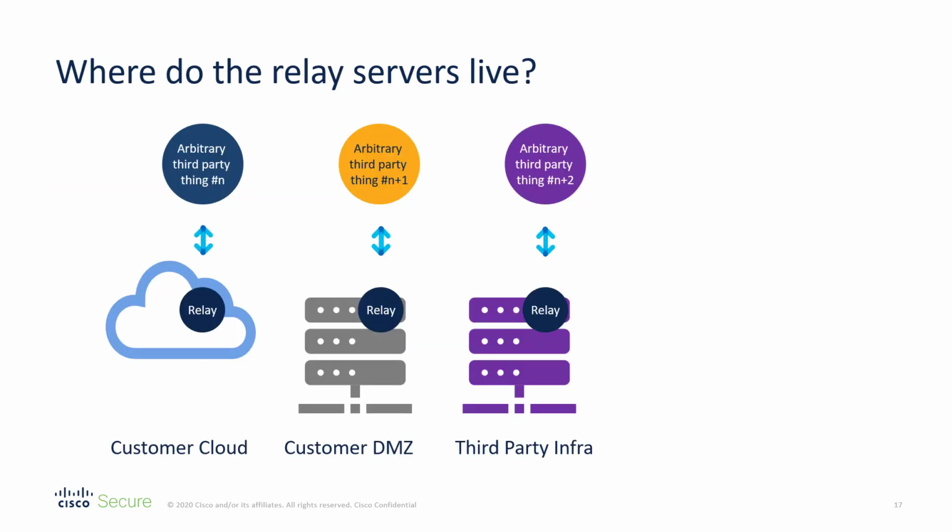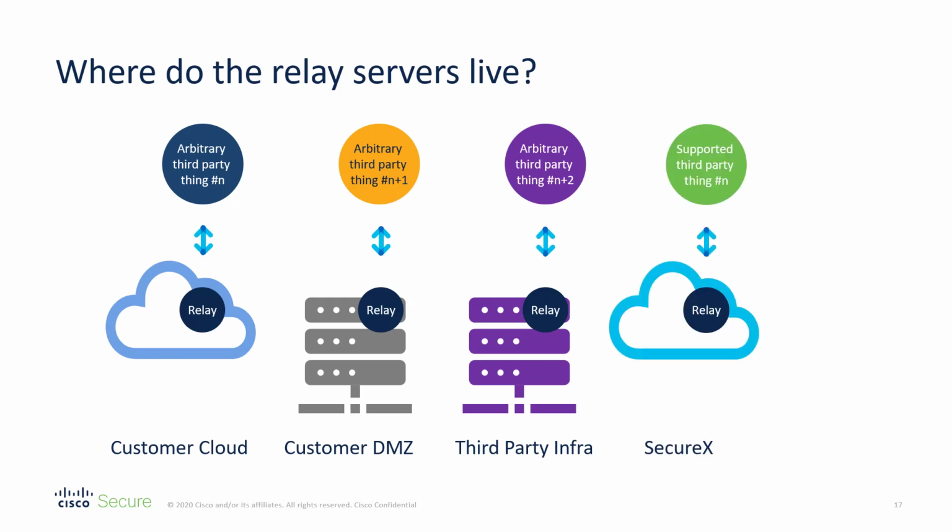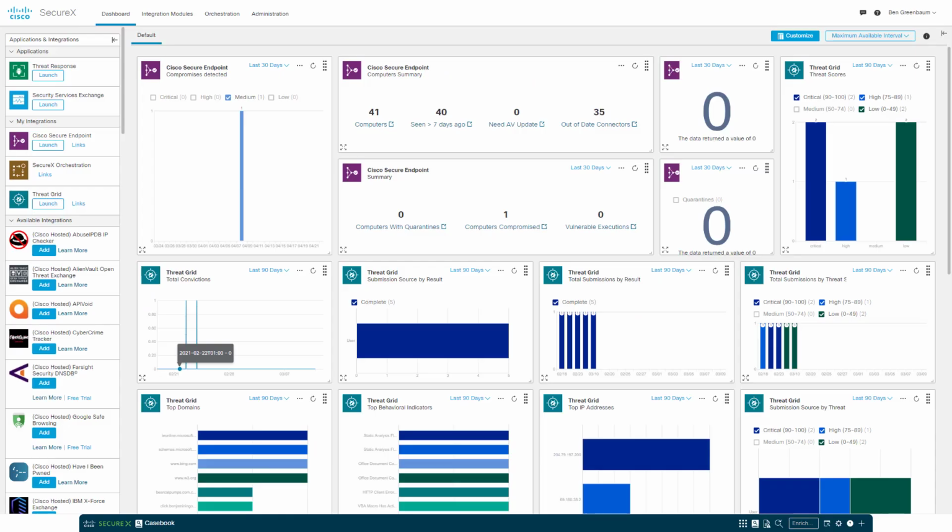So where do these relay servers live? Well, the first three options are still available, and you can still, in fact, write your own relay server code if you want to and deploy it wherever you want to and use a generic stub module to connect to that. But for Cisco SecureX provided third-party integration modules, they are now hosted in SecureX, and it's not a thing that you have to worry about.